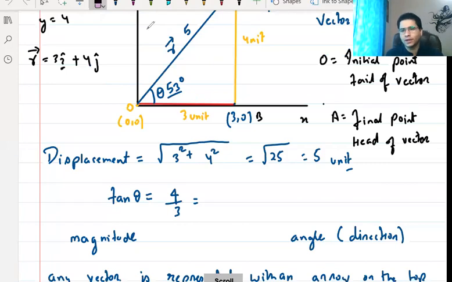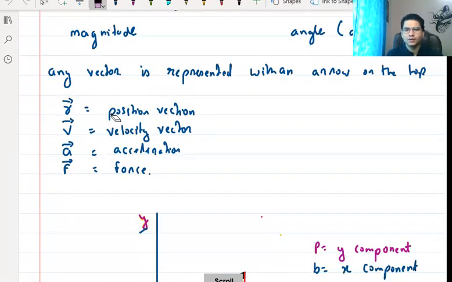We know trigonometry, tan theta is equal to perpendicular by base. So tan theta is always perpendicular by base, right? So we can get theta, that is the angle. Okay. So now any vector is represented with an arrow, right? So these are some examples of vector. R vector is basically a position vector. V vector is your velocity vector. A vector is acceleration vector. F vector is a force vector. It is just a representation.